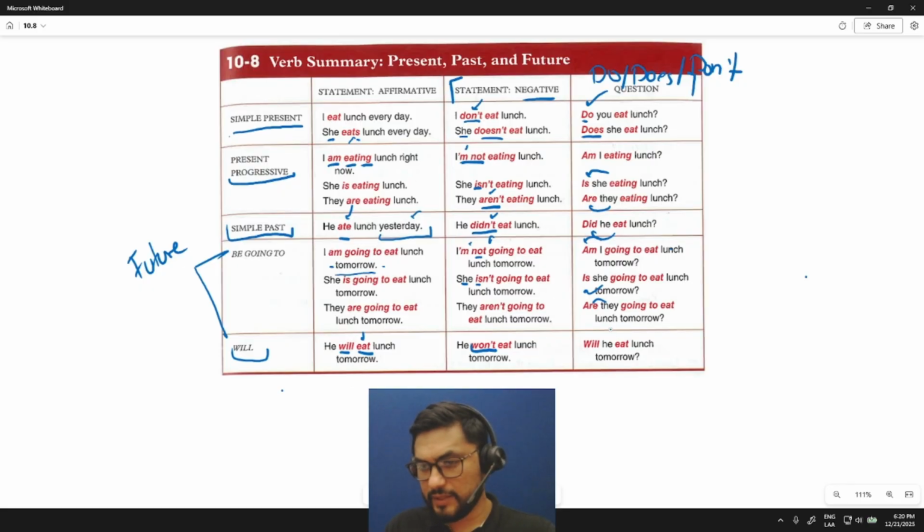As in the previous examples, when we want to make a question, we just move will to the beginning of the sentence. Will he eat lunch tomorrow? Yes, he will. No, he won't. This is just a quick review of the verbs for present, past, and future.